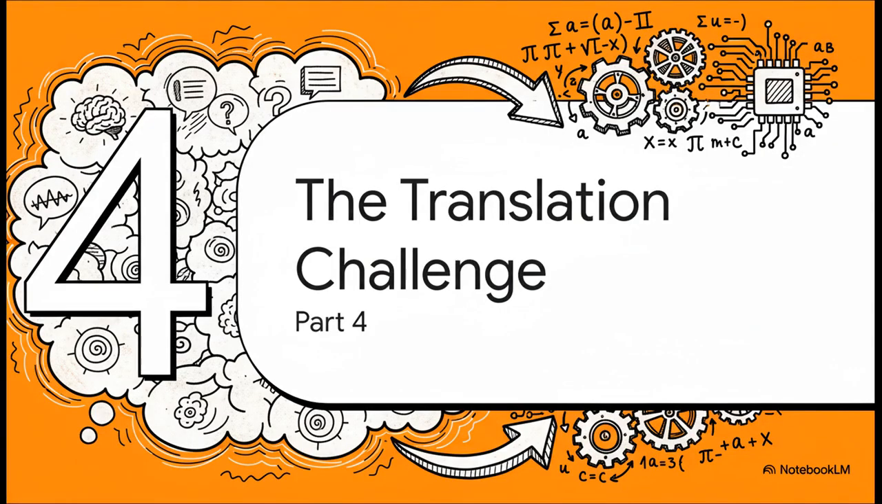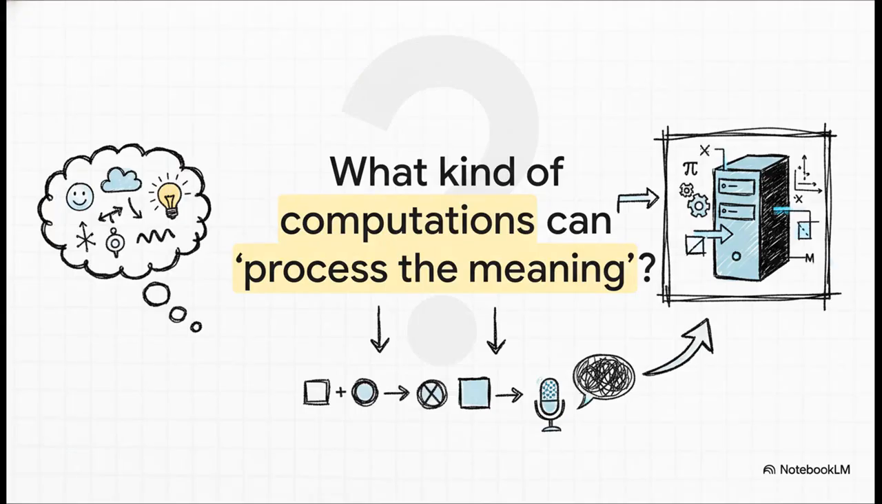And that leads us right into our final part, part four, the translation challenge. Because now that we understand that everything has to be math, we can finally ask the right questions. These are the big, multi-billion-dollar questions that are driving all of the research into LLMs. So question number one, and this one is a doozy. What kind of computations, what kind of math can actually process the meaning of language?